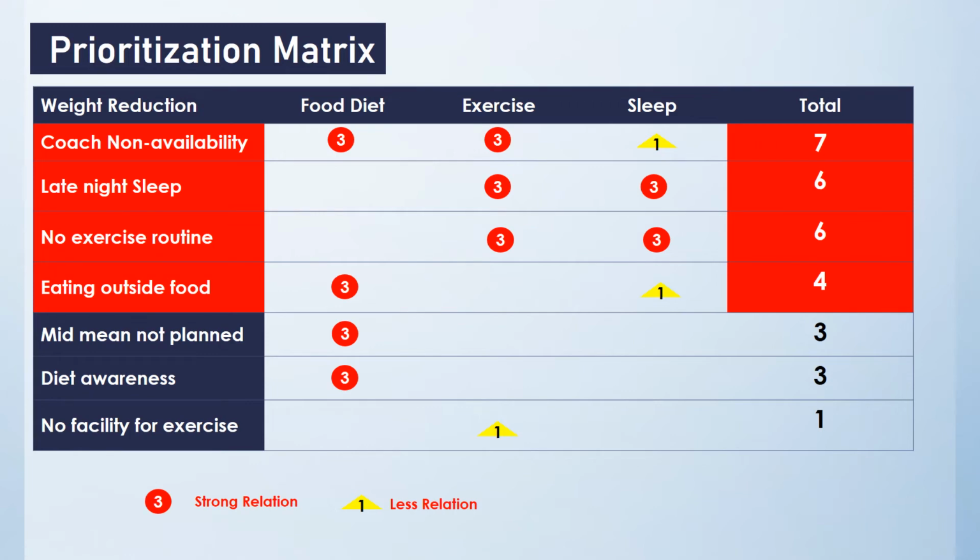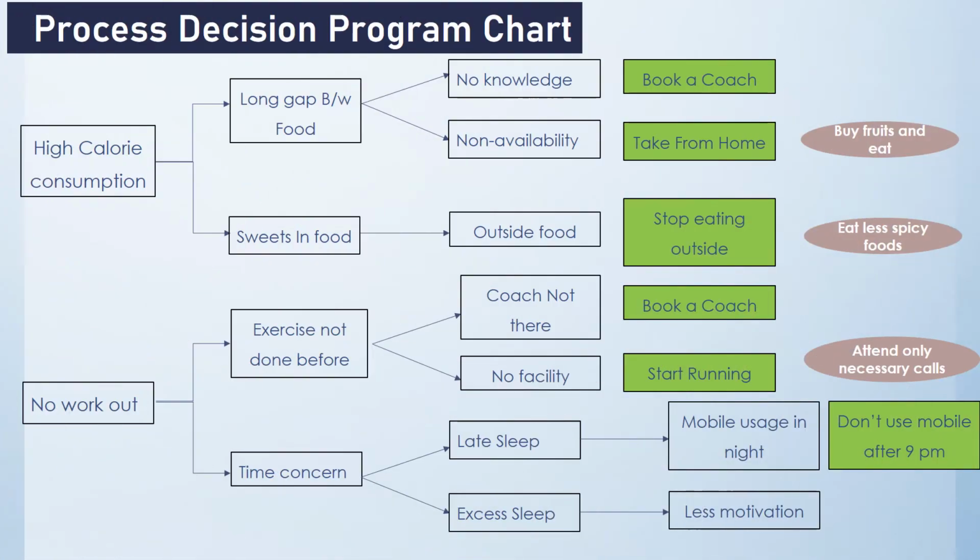These are the 4 factors which are majorly contributing to the weight reduction project as per our analysis. So this is done through the prioritization matrix. The next tool is the process decision program chart. We are taking the tree diagram as it is, because we already studied it.